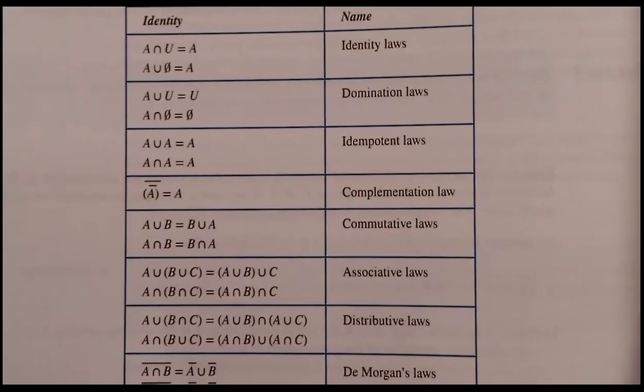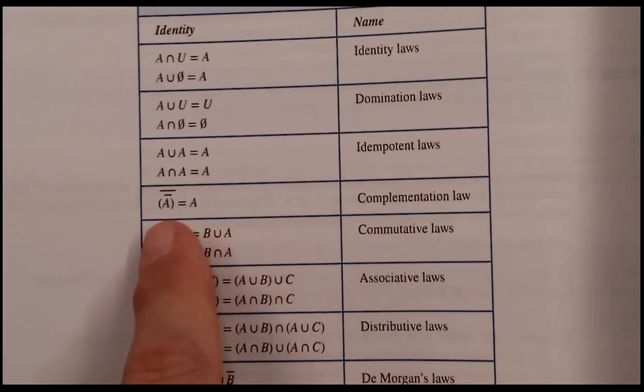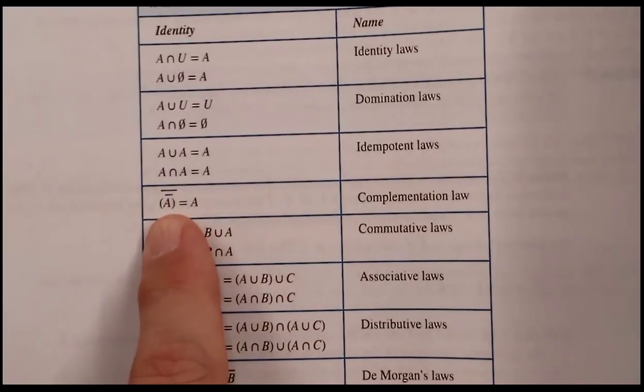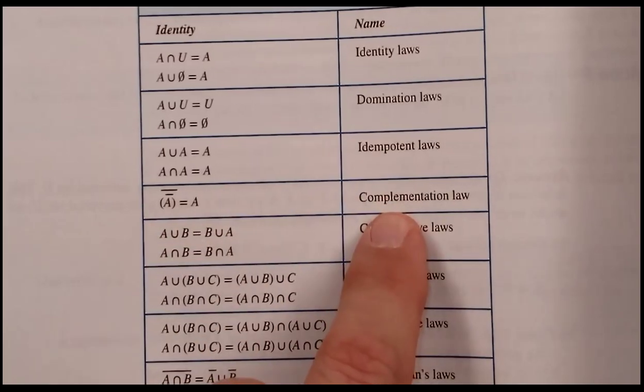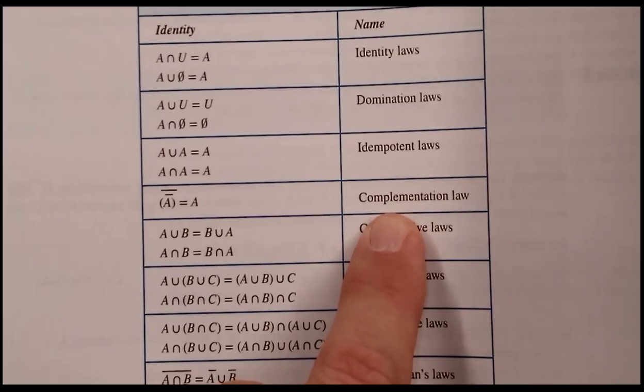If I go back and look at all those logical identities in chapter 1, section 3, we had the double negation: not not P is the same as P. The double negation becomes complementation, a double complement, because what complements do for sets is what negation does for logic.